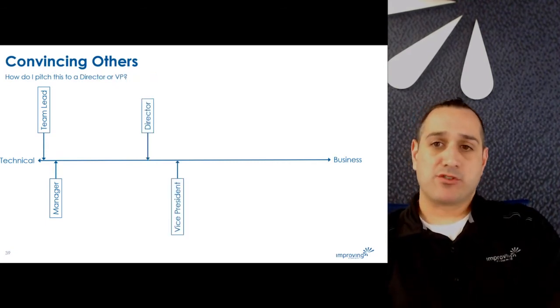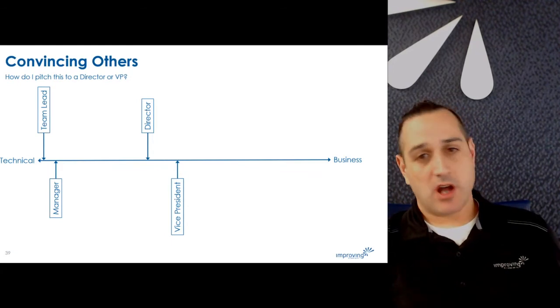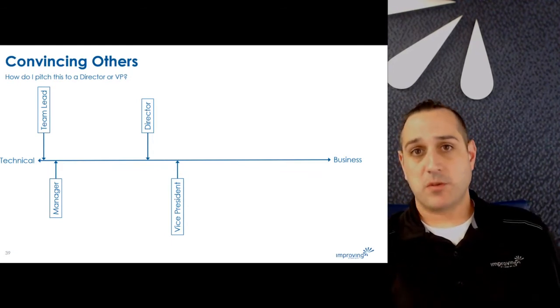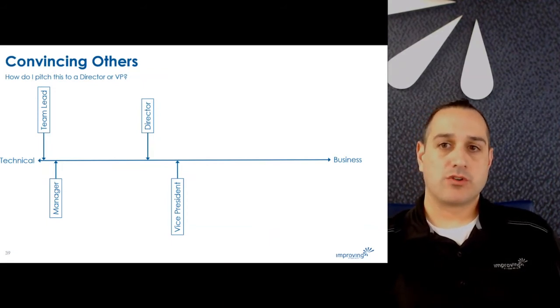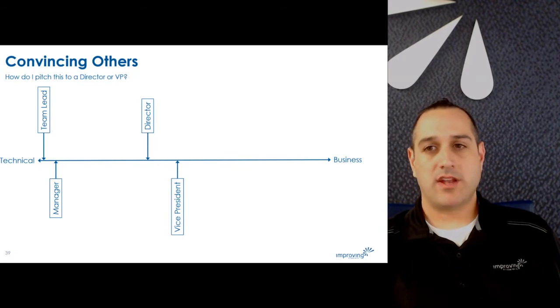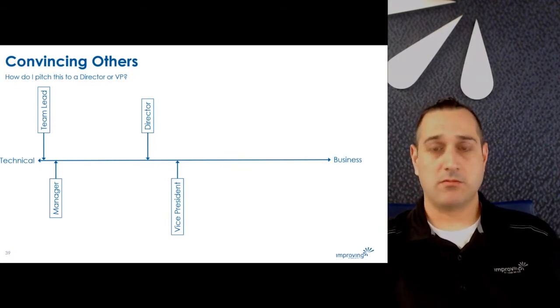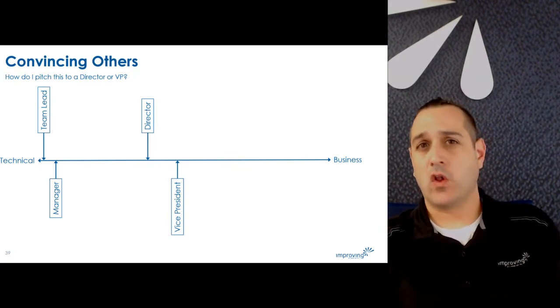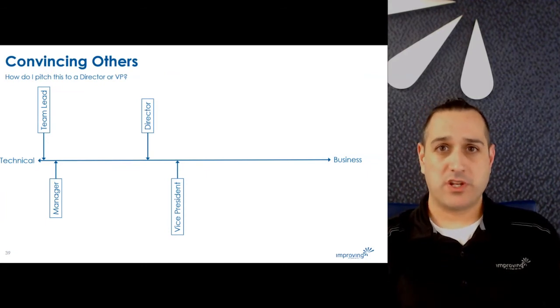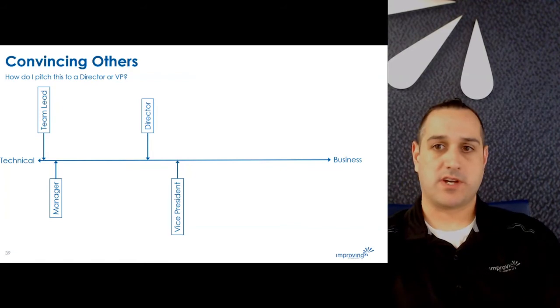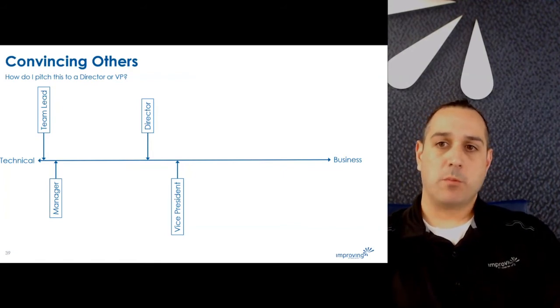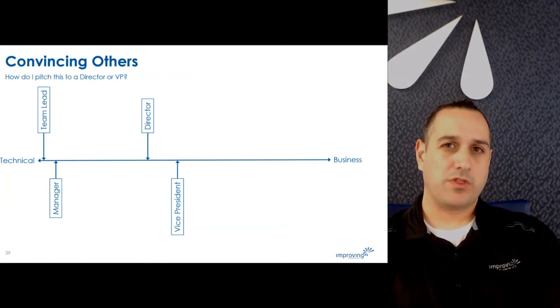So next we have our directors and VPs, and I'm going to be honest with you, the directors and VPs are probably your hardest sells during this process. Your directors are not necessarily going to be in the code, maybe rarely, if at all. The larger the company, the less likely it is they've even seen a line of code or have looked at it in quite some time. The budget kind of stops there with those individuals.